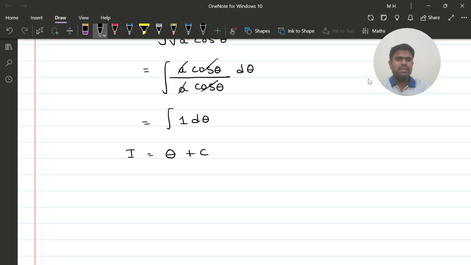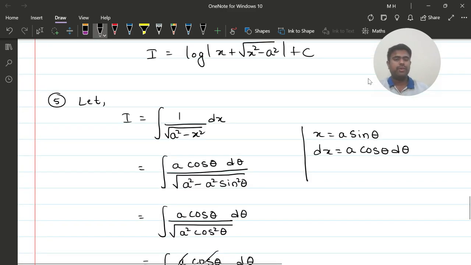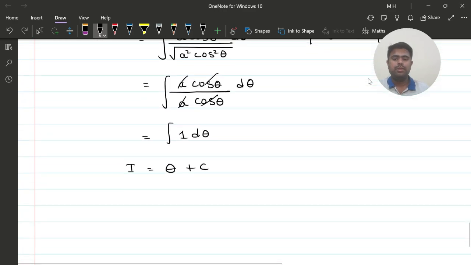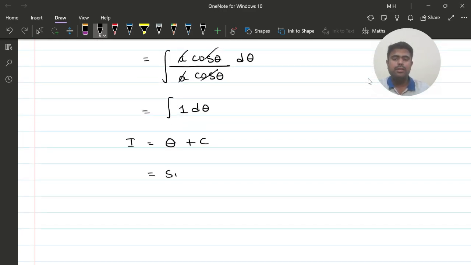But see, this is the integral that I need, but theta should be expressed in terms of x. So I have x equal to a sin theta, therefore x by a equals sin theta. So theta equals sin inverse of what? X divided by a, right? So therefore theta equals sin inverse of x by a plus c.